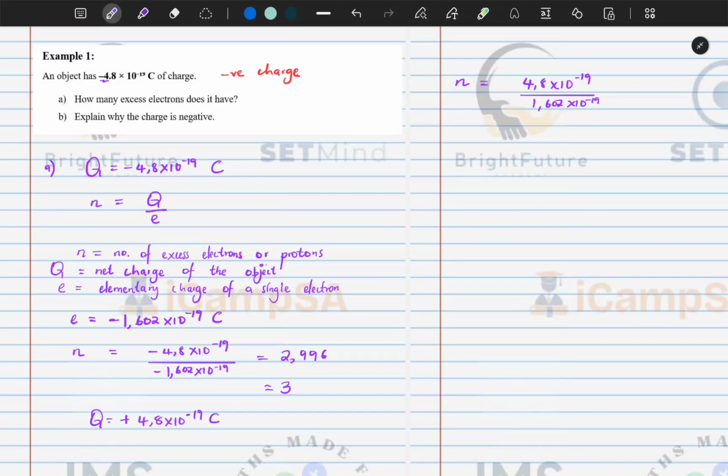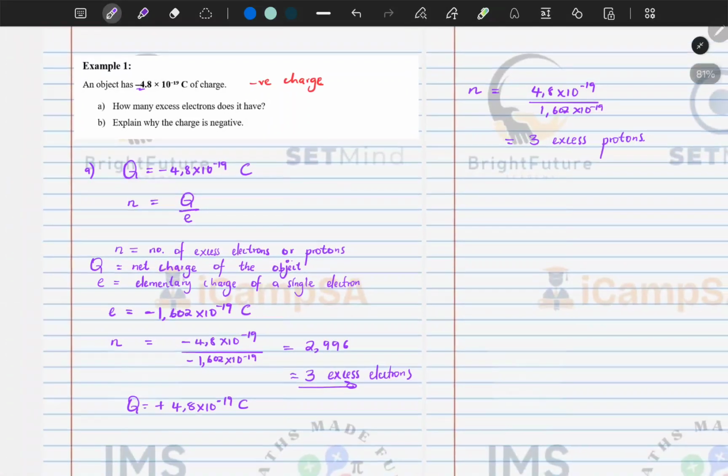What most people prefer doing is keeping the signs positive all the time, even if you're calculating for electrons. That's still acceptable. There's nothing wrong with that. All you have to understand is how to interpret the final answer. In the first example, 3 means there are 3 excess electrons because our net charge is negative. In our second example, this will also be approximately 3 because it's the same numbers, but it will be 3 excess protons instead. That's the main difference.